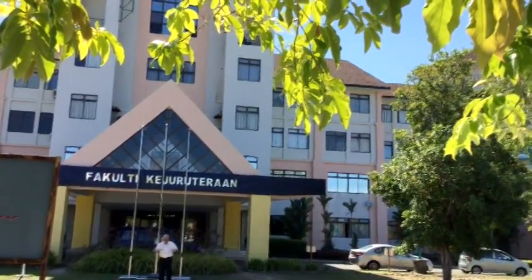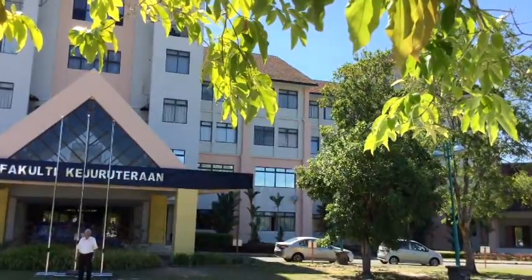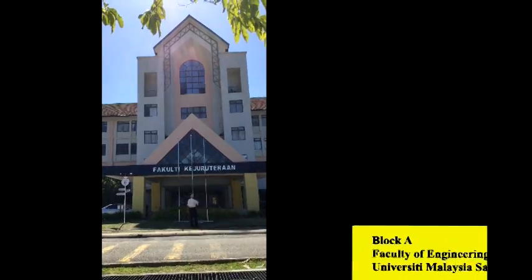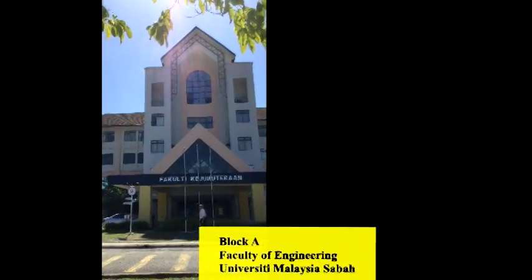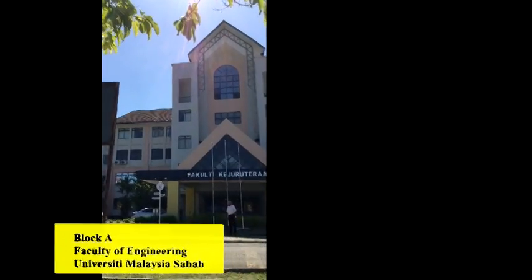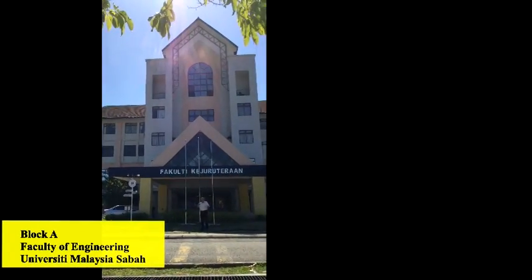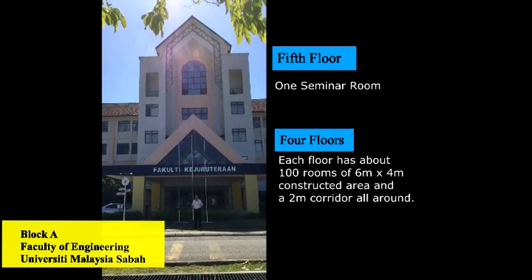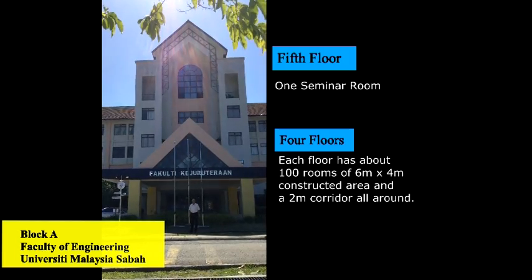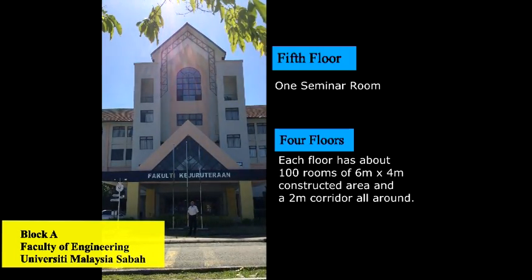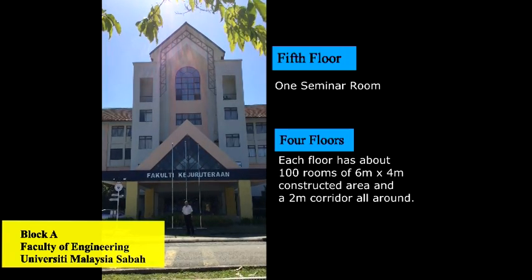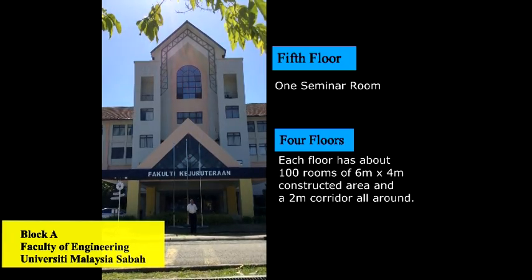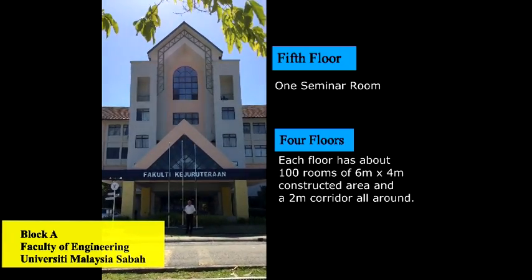For example, let us see the superstructure you are seeing in the video, that is Block A of Faculty of Engineering. We are now in front of Block A of Faculty of Engineering. We are seeing the 4-storied building of the A block of FKJ. The building has 4 floors and 1 seminar room on the 5th floor. Each floor has about 100 rooms of about 6 meters by 4 meters constructed area for offices, in addition to a 2-meter corridor all around. It also has a large foyer, offices, and medium-sized classrooms in ground floor, part of 3rd and 4th floors.